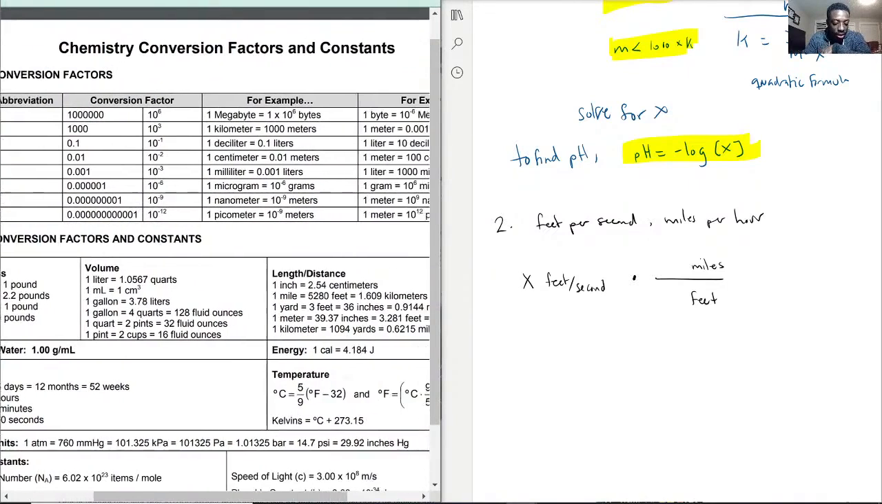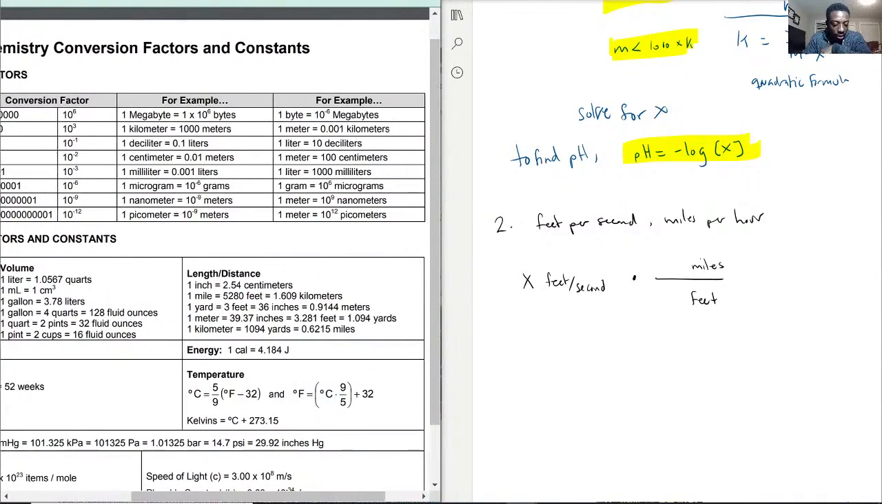and we see here that 1 mile is 5,280 feet. So we write that here: 5280 feet is 1 mile. And now we can safely say that the feet cancel out. But the second is where it gets a little trickier. Second is in the denominator.